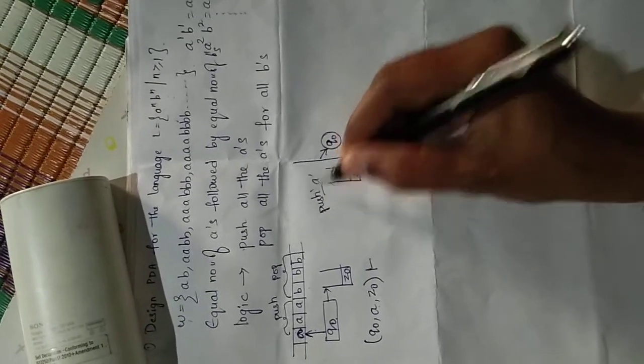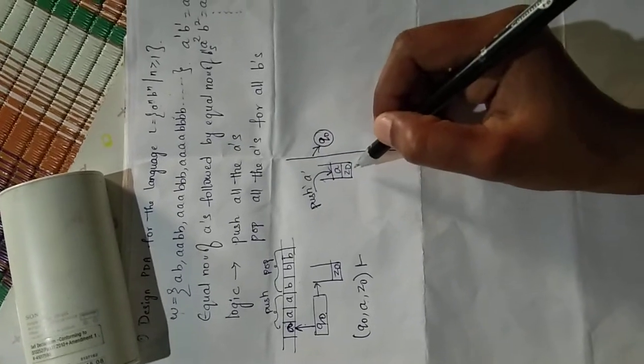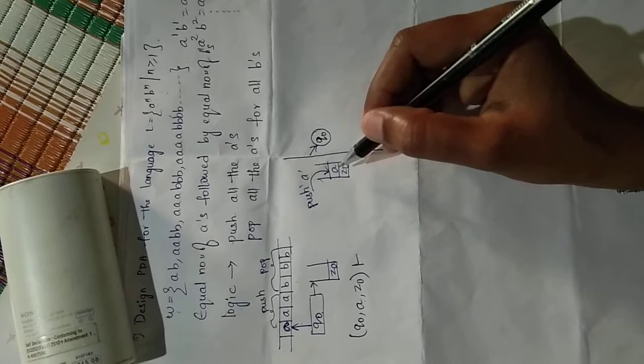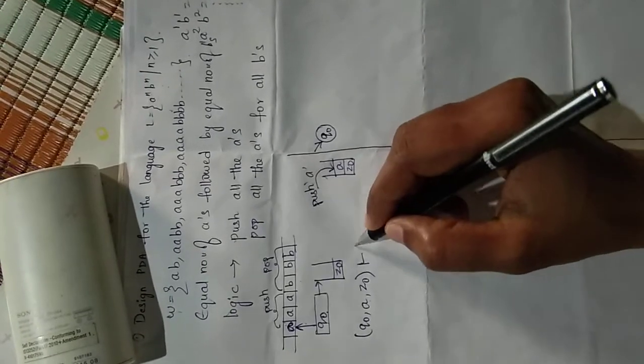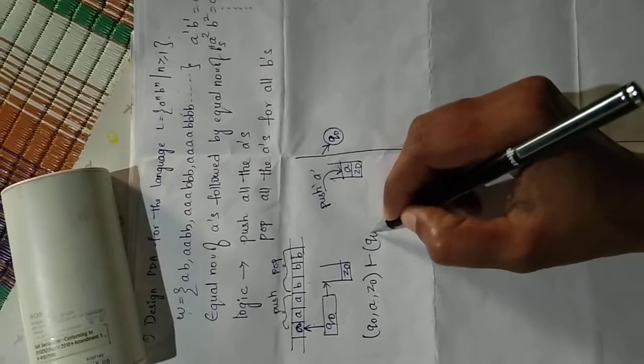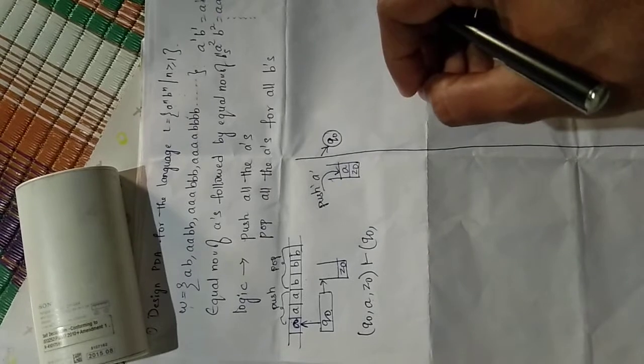Now I am pushing a here. What are the stack symbols now? Previously it was only Z0. Now it consists of two stack symbols, a and Z0. Now how to represent that on the right-hand side here? The state is the same state. I am taking the same state. When you are pushing the symbols, stay in the same state. When you are popping the symbols, go to some other state here.